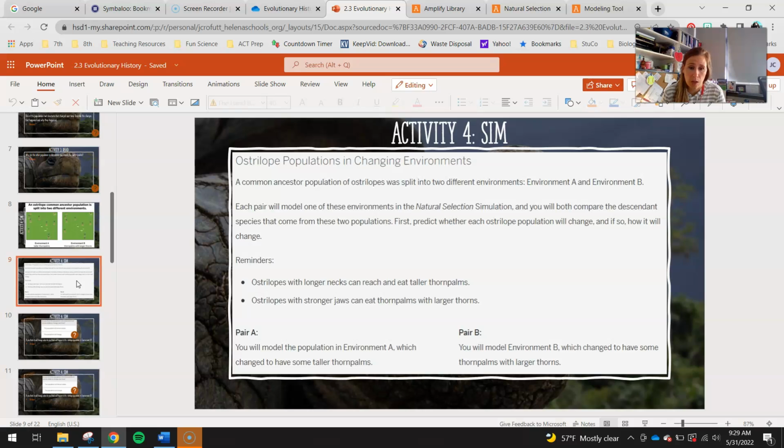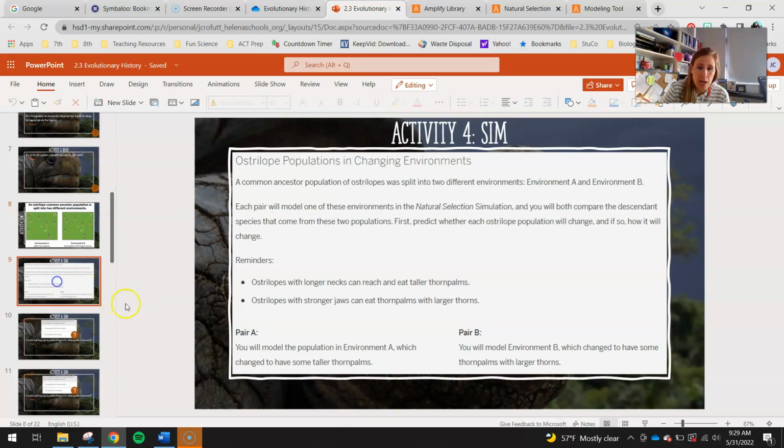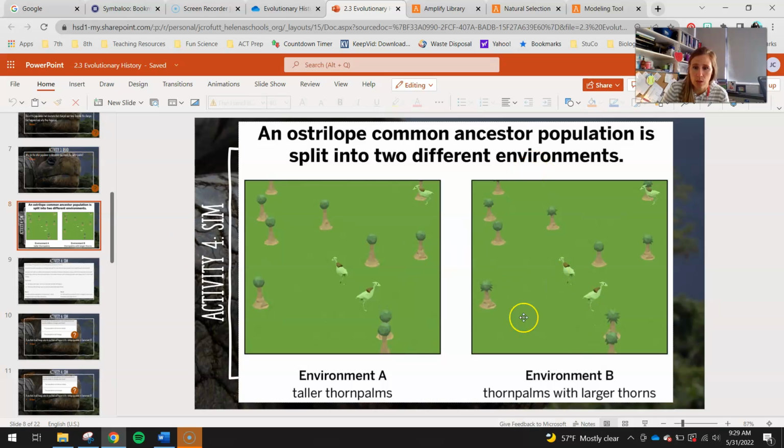Okay, pair A, you will model the population of environment A, which changed to have some taller thorn palms. So here's our environment A with the taller thorn palms. And pair B, you will model environment B, which changed to have some thorn palms with larger thorns. You can see those larger thorns in environment B.